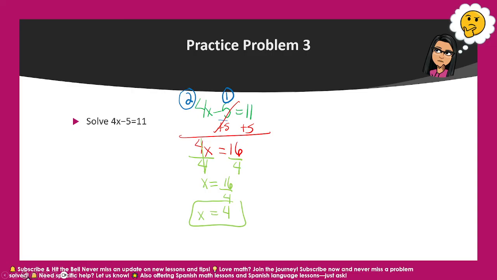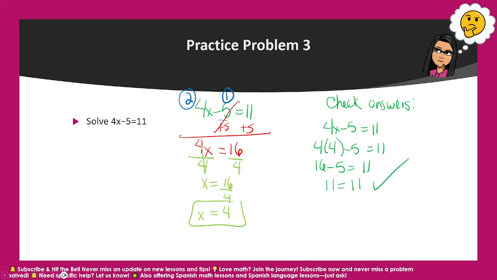And remember the last step, we always check our answers with the original equation. So 4x minus 5 equals 11. My answer was 4, so 4 times 4 minus 5 equals 11. 4 times 4 is 16. 16 minus 5 is 11. So that means this is an equality, and we are correct. So remember to always make sure you check your answers. Okay? And this is actually the last example.